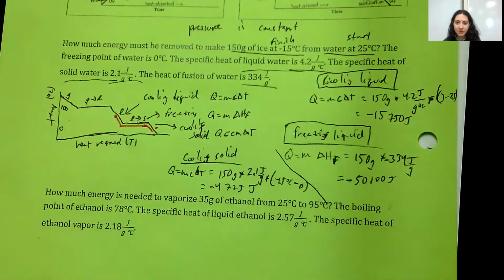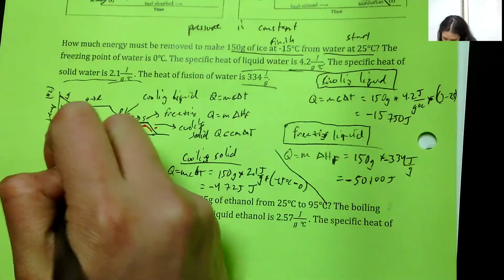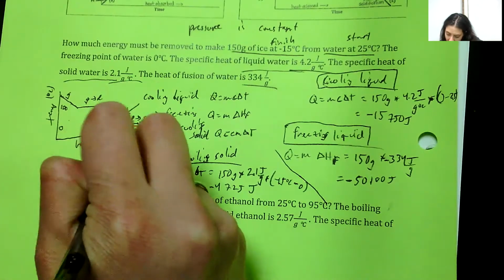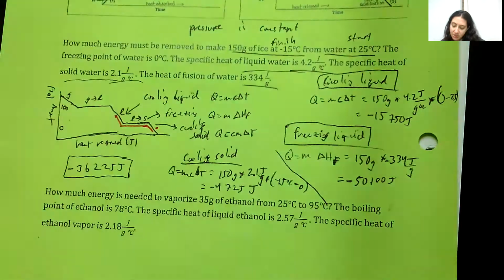So if we take all 3 of those numbers and we add them all together, plus -15,750. Okay, it looks like our final answer is -36,225 joules. That's how much energy needs to be removed from water in order to freeze it, which is pretty much what happens when you make ice.